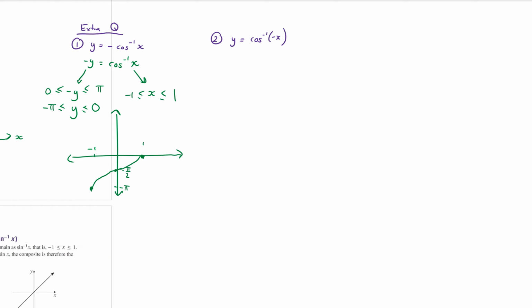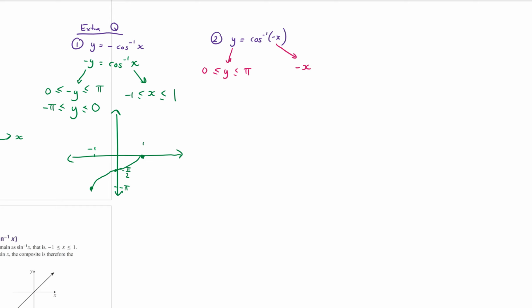So there's nothing to move away for this, so we can go straight to the range for this one. There's no changes there at all. The range is going to be between 0 and pi, just like before. And the domain, though, is going to have a change.